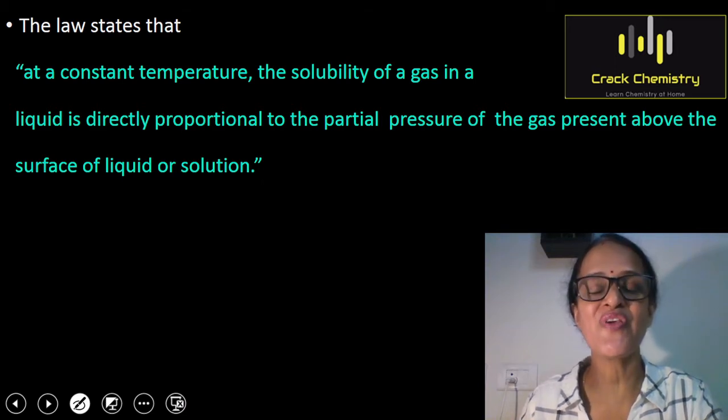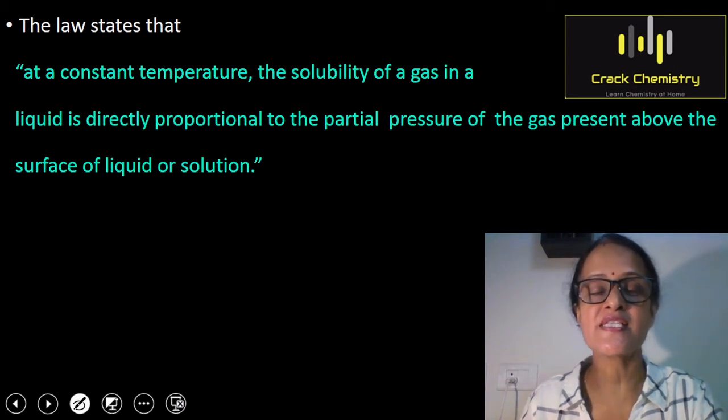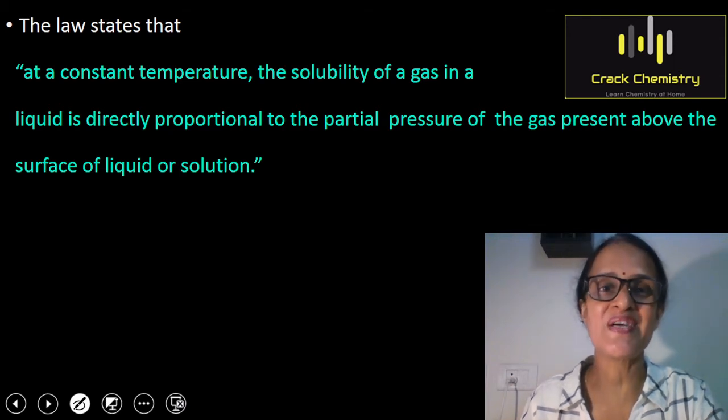Now there is one more way by which Henry's law can be expressed. What is that way? If you represent the solubility of a gas in terms of mole fraction. So we can represent the term solubility by mole fraction. So what is another way of expressing Henry's law? Another way of expressing Henry's law is that the mole fraction of a gas in a solution is directly proportional to the partial pressure of the gas present above the surface of the solution at a given temperature.